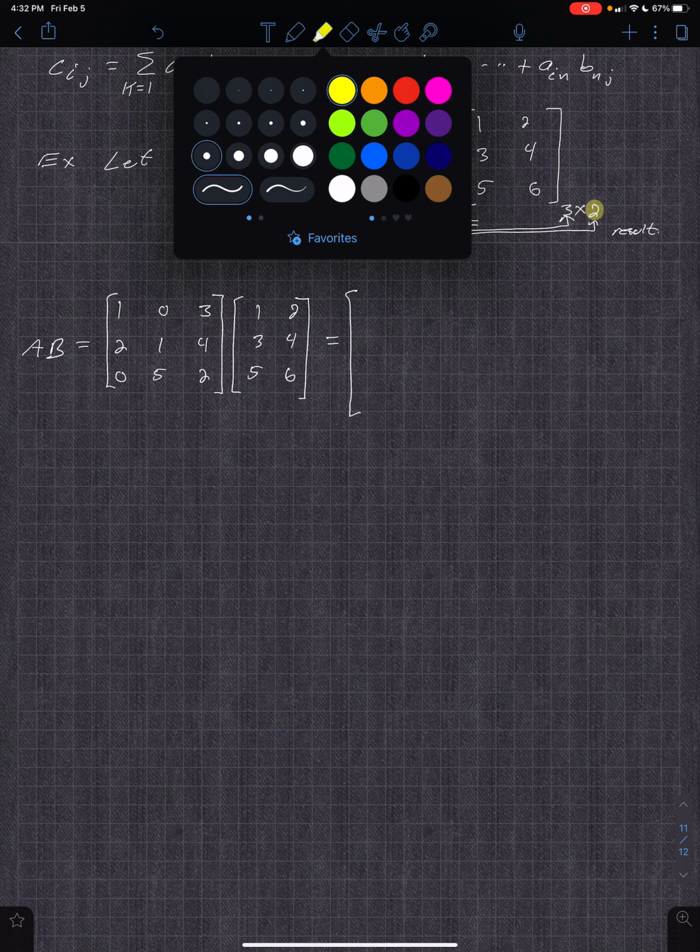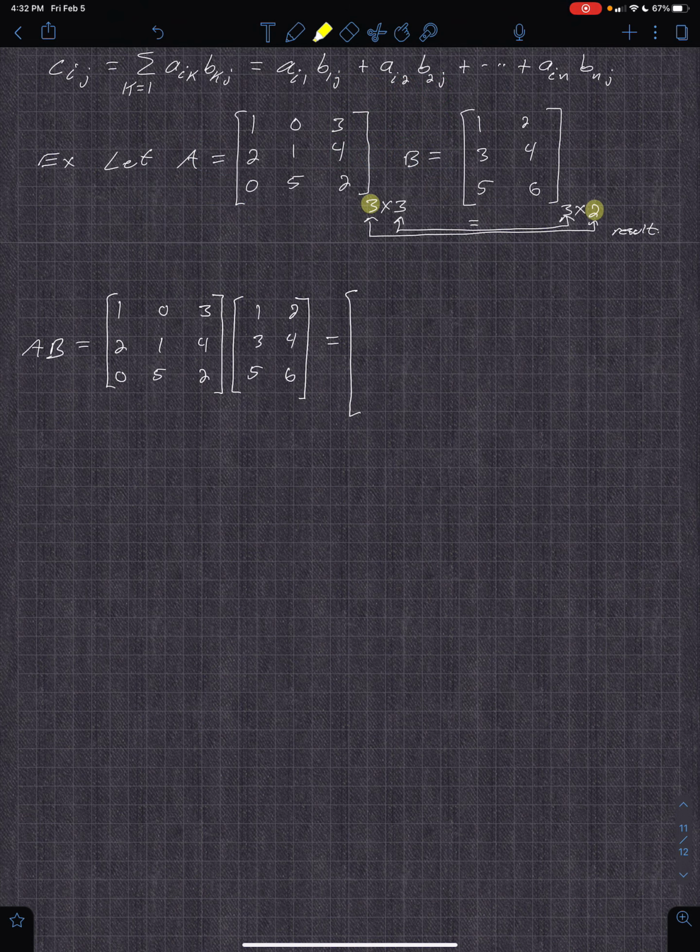We'll use those colors in that order. So you go across and down, that is your first entry. So it's 1 times 1. I'll do the product, but let's not add it. So you do 1 times 1 plus 0 times 3 plus 3 times 5. So you get 1 plus 0, go ahead and put that in, plus 15. So that's this entry.